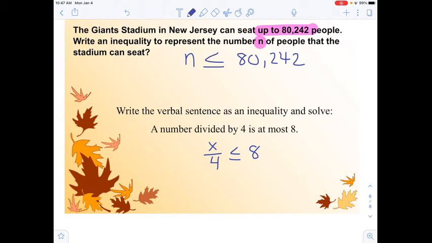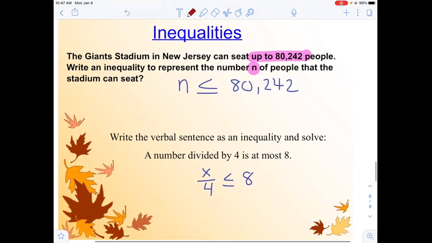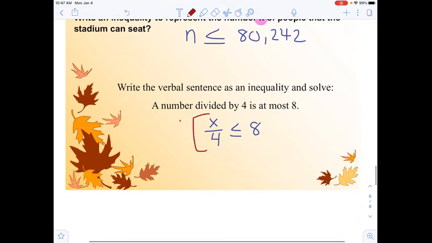Then we have to solve this. So to get rid of that divided by 4, I'm going to multiply both sides by 4. And since I'm multiplying by a positive number, I don't have to flip the sign. And this just becomes x is less than or equal to 8 times 4 is 32.